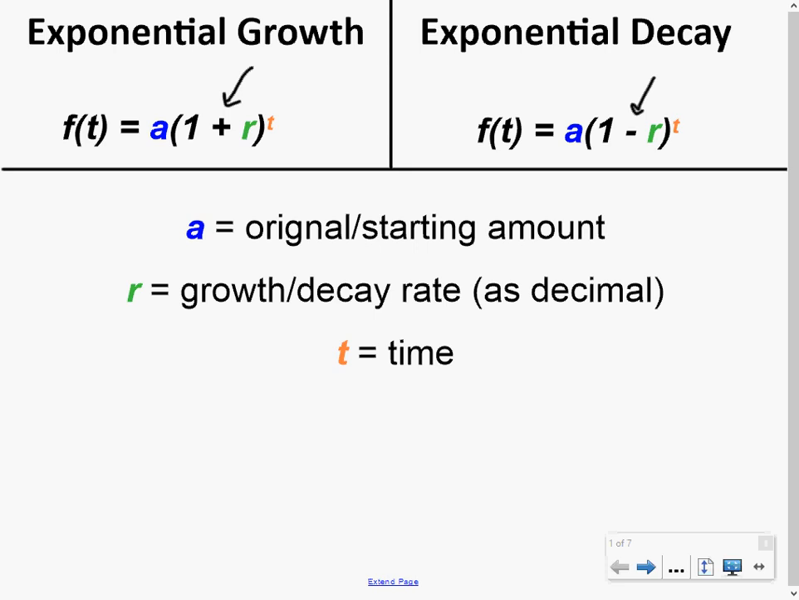A is always going to represent your starting amount. R is going to be your rate, and you have to represent it as a decimal, and then t is just your unit of time.